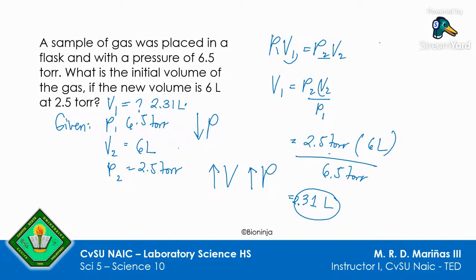So, pag ginraph natin yan, ang itsura ngayon yan, if this is pressure, we have pressure here. So we have 2, 4, 6, and 8. Then the volume is 2, 4, 6. We have volume here. We have pressure here. So pag ginano natin dyan, we have 2.31 liters. So nandito siya. Then 6.5 torr. So ito po siya. Yun yung initial natin, P1, V1. Then yung ating P2, V2, we have 6 liters versus 2.5 torr. So ito naman po siya. Yan din po ang mangyayari sa ating graph.